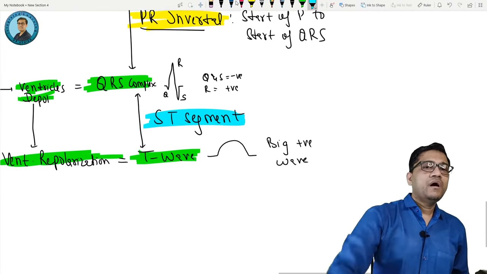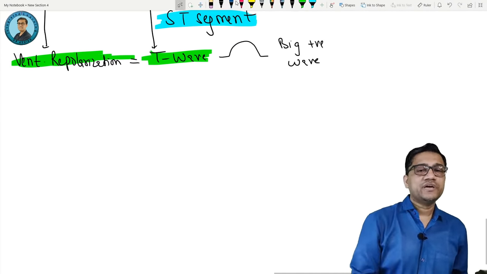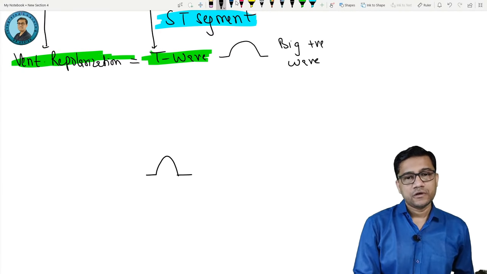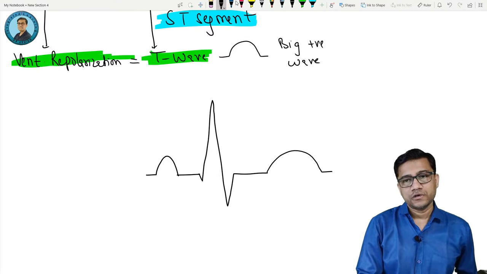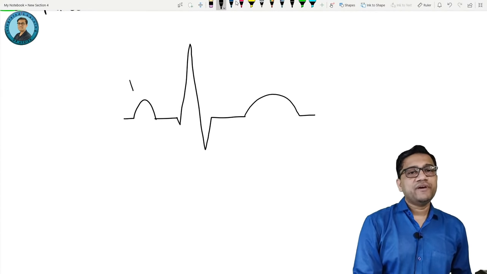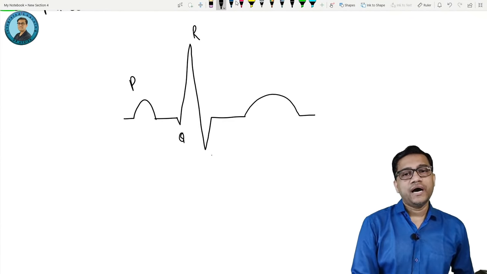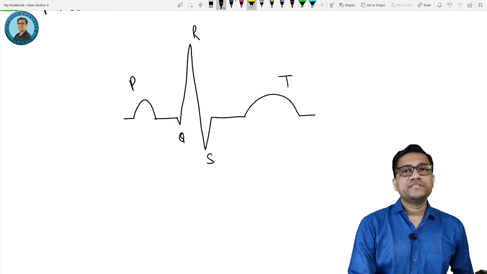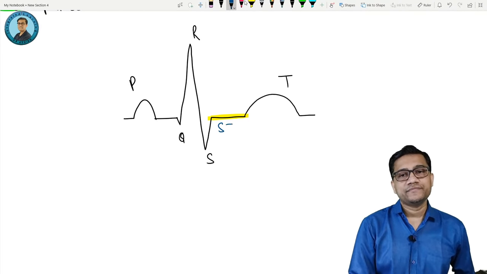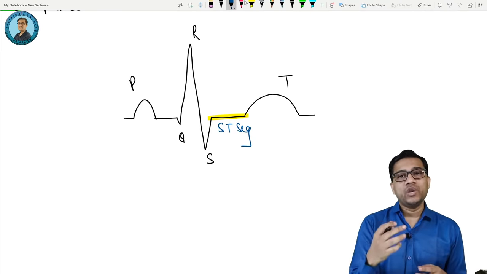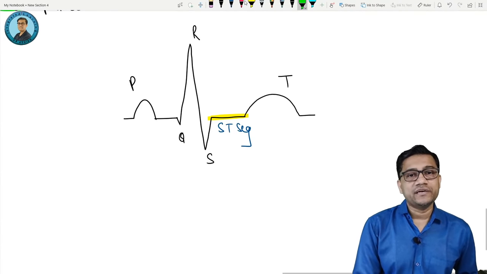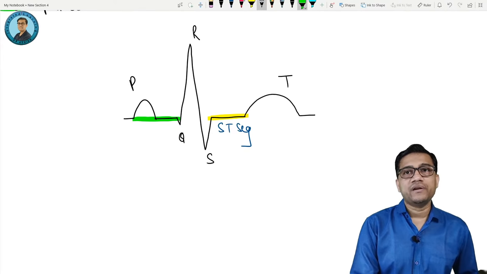Now, what is the final picture? It is like this. Can you see it? So this is the P wave, Q, R, S, T. Are you clear? What is the interval? This is ST. So the yellow one is the ST segment. And what is that green one I'm making from here to here? This green is the PR interval.